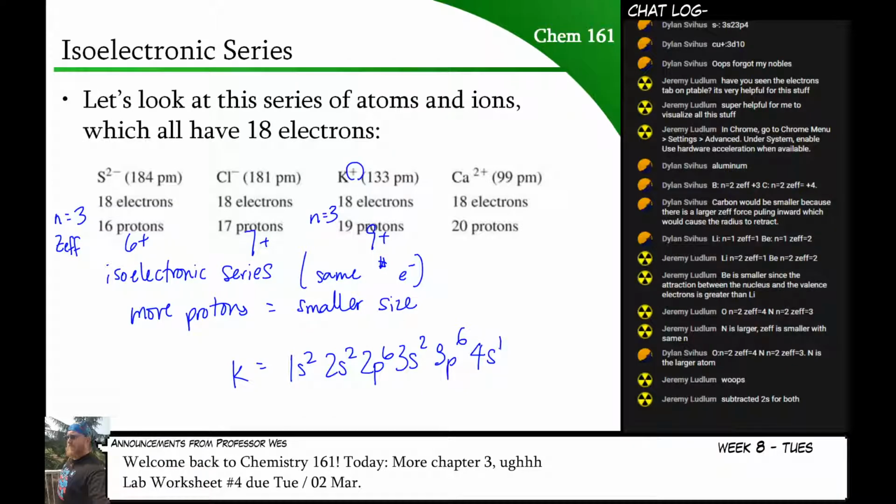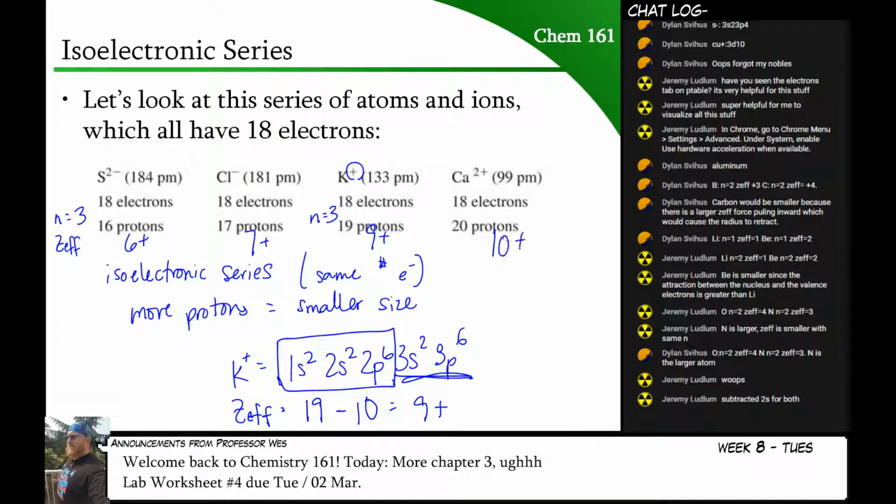So that's potassium. If I make potassium ion, this last electron goes away. And now I can calculate Z effective for the valence electrons, which are these, right? So this would be my core. So Z effective is, potassium's what? 19? 19. And then how many electrons are in the core? It's these 10. And there you go. You could do the same thing for calcium here.